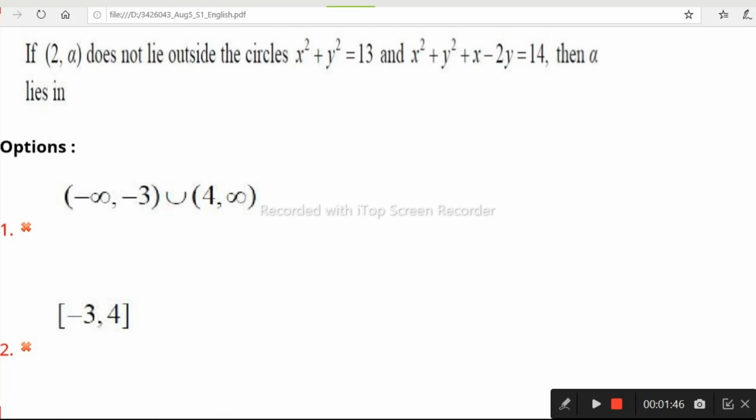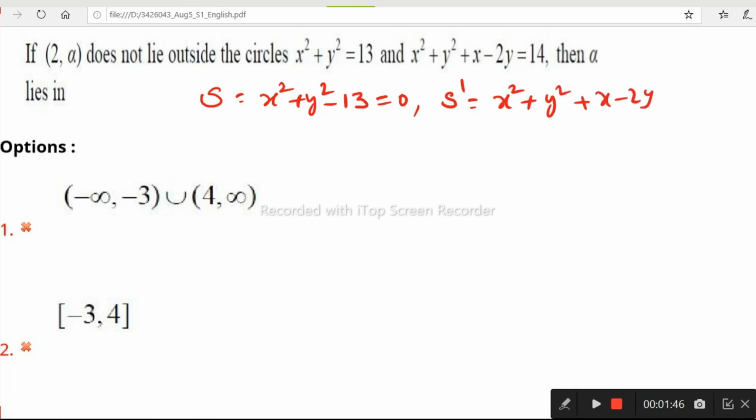Now, the point (2, a) is given, and it does not lie outside these two circles. That means it lies inside or on the circle. First we can take these two circles as S and S dash. S is the circle x square plus y square minus 13 equals 0, and the second circle I am taking as S dash, that is x square plus y square plus x minus 2y minus 14 equals 0.